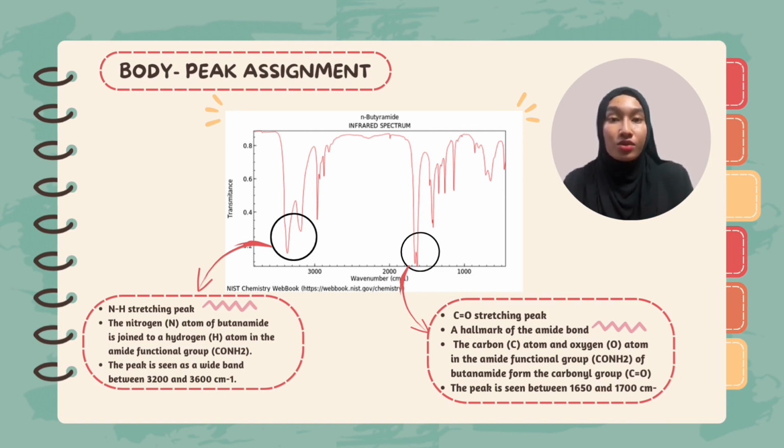The C=O stretching peak for amides is observed in this figure in the range of 1650 to 1700 cm-1. By identifying the C=O stretching peak in the butanamide IR spectrum, we can conclude that an amide bond is present in the molecule. Since butanamide is an amide compound itself, the presence of the C=O stretching peak provides further evidence for the presence of the amide group.